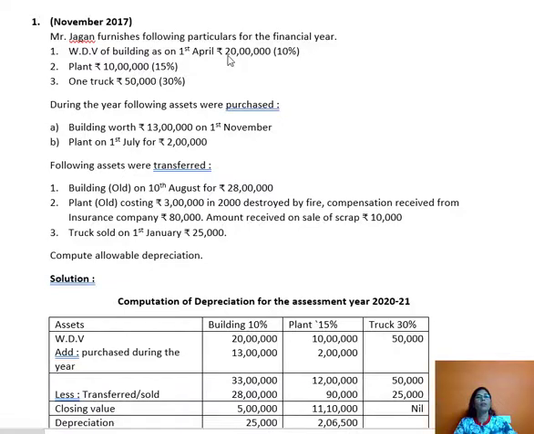Actually, the rate of depreciation on building is 10%. But this building worth 13 lakh was purchased on 1st November. That means this 13 lakh is used for less than 180 days.